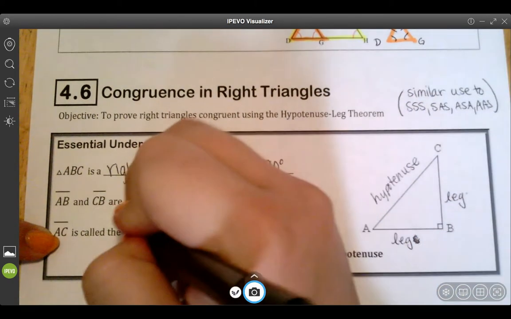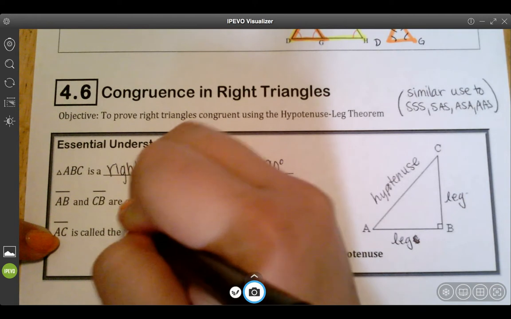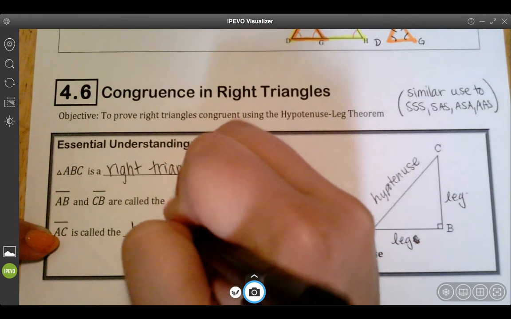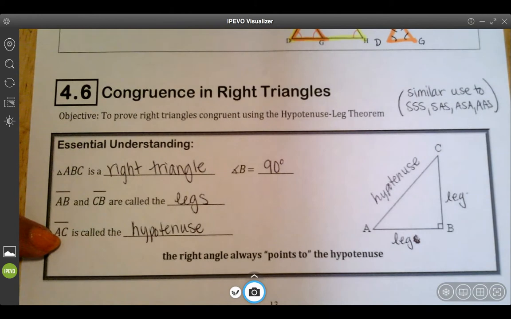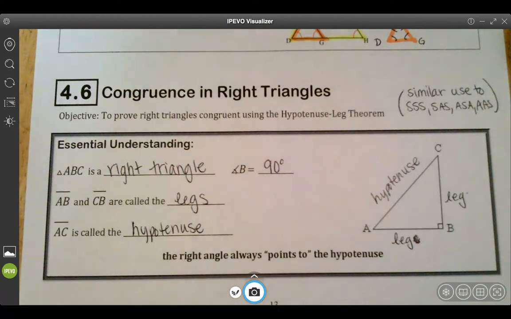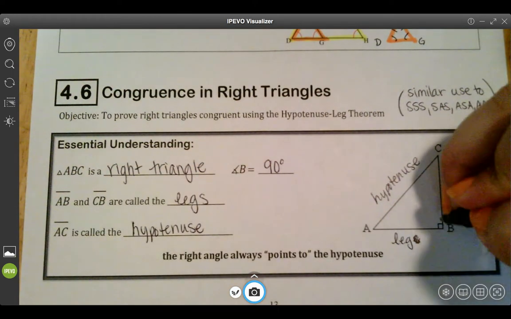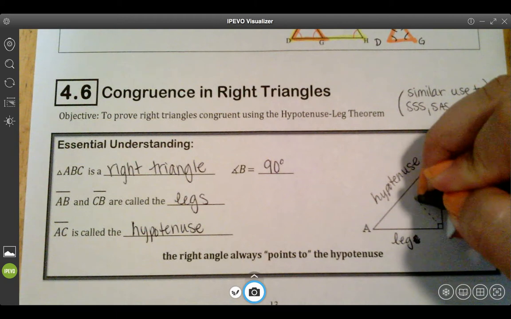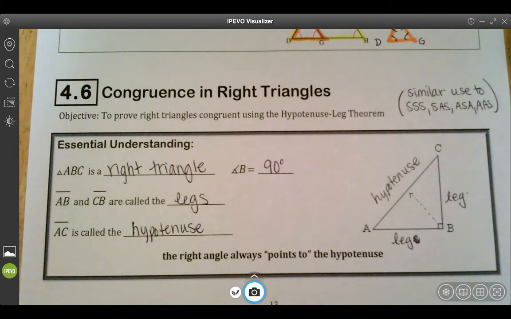This should sound familiar from the Pythagorean theorem. Remember when we had a squared plus b squared equals c squared, c is always the hypotenuse. Okay, the longest side, the one that's across from our right angle. Think about our right angle kind of points to the hypotenuse. Just like in the isosceles triangles, the congruent angles point to the congruent legs. Okay, so let's see if we can define this theorem on the next page.